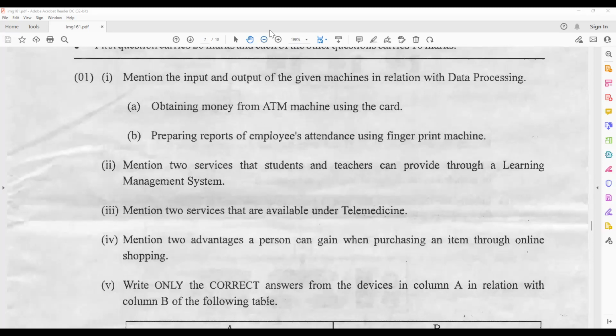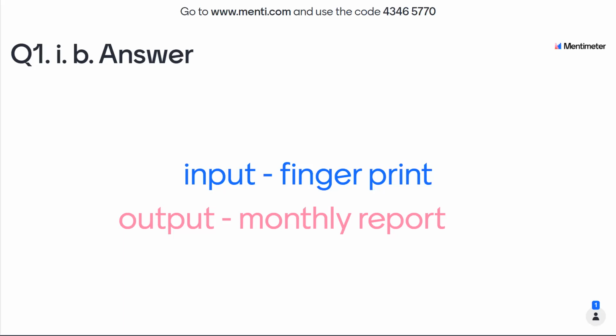Right. Okay. So now I'm going to again share the screen. So this is part B answer. You are already logged on to menti.com. You can use it to answer. You got one answer. About the others?